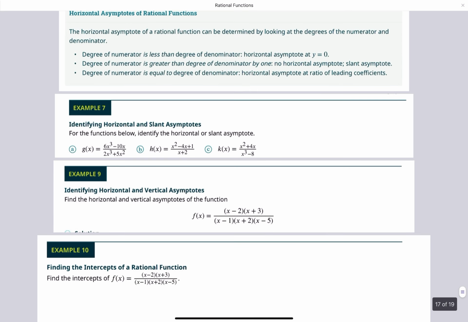Now, I do suggest you try and solve this on your own. A, B, and C. Pause the video, assuming you did. So I'm going to solve A. With A, we just divide. How do I find the horizontal asymptote or slant asymptote? I just divide, right? So 6x cubed divided by 2x cubed. I'm left with 3. That is your horizontal asymptote.